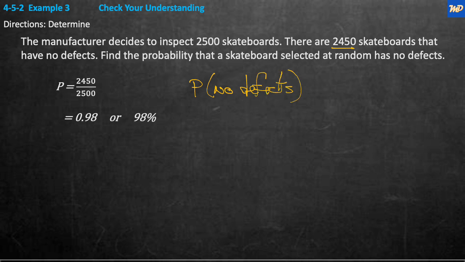Right? No defects. So 2,450 with no defects divided by the 2,500 possible, the number of skateboards tested in the experiment. If you do the math on that, get your calculator, you'll find that 0.98 is the ratio of no defects to total boards, or 98% of the skateboards had no defects.